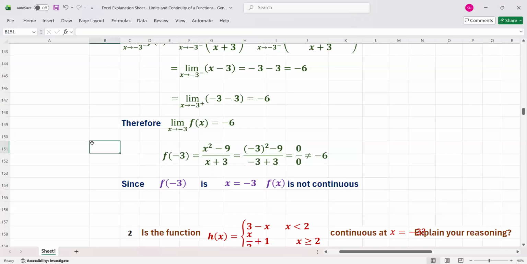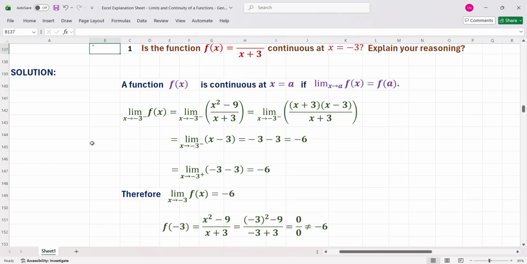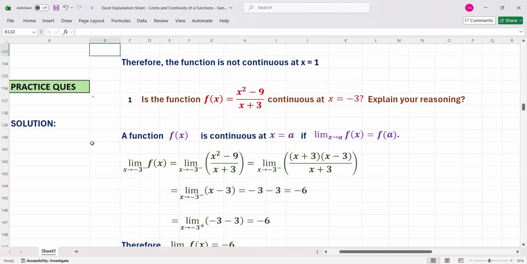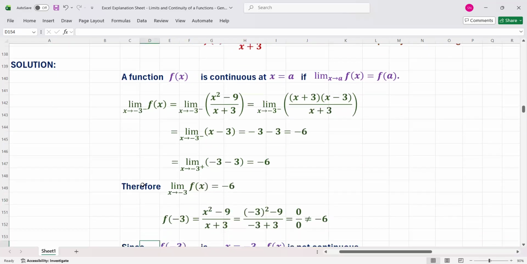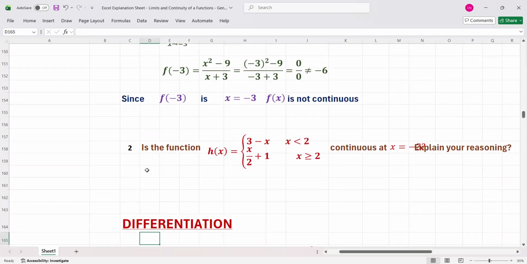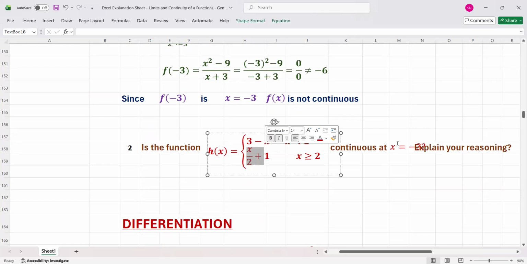Okay, so we have gone through an example. We evaluated f of negative 3. It gave us 0 over 0. Then we evaluated the limit as x approaches negative 3. It gave us negative 6. We are saying that since these two answers are not the same, this function is not continuous at negative 3.